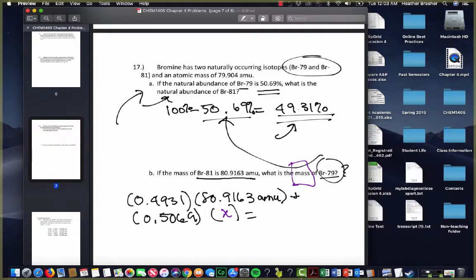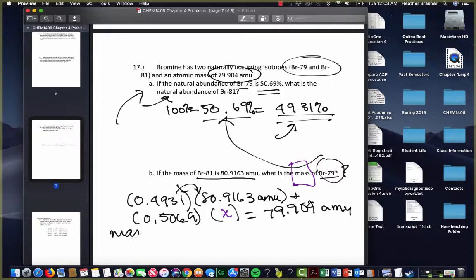But we know that the total, right, the bromine has two naturally occurring isotopes, and the atomic mass is this. So they'll add up together to create 79.904 atomic mass units, right? And so basically, when we multiply this out, we can multiply these two together and then add.